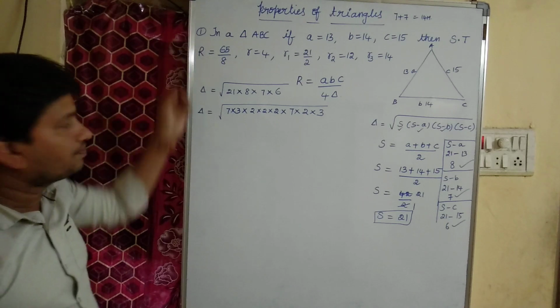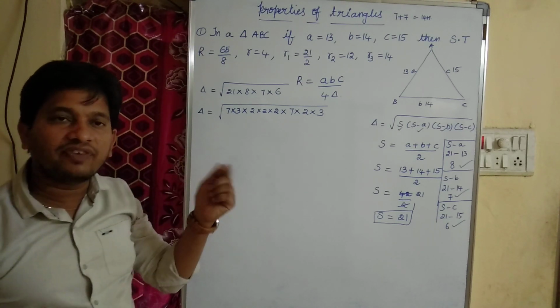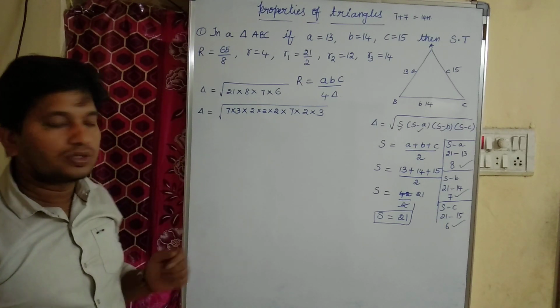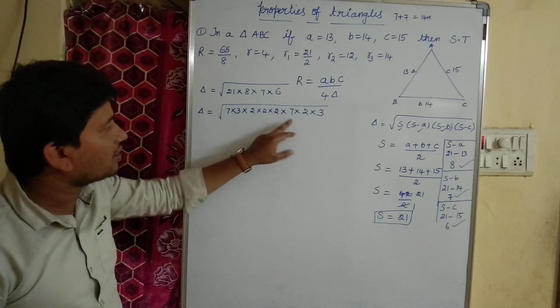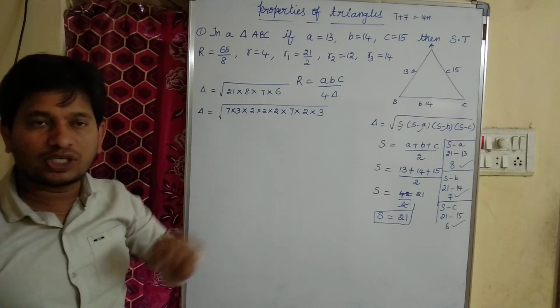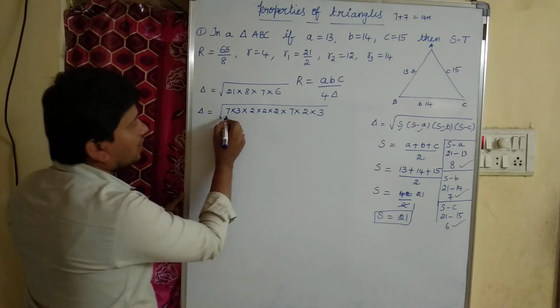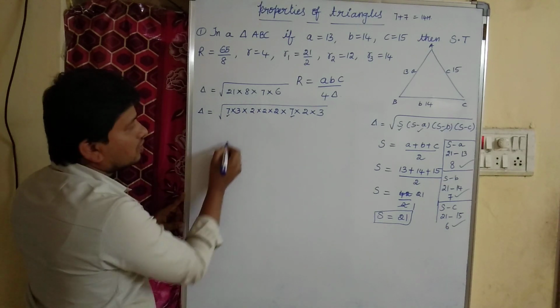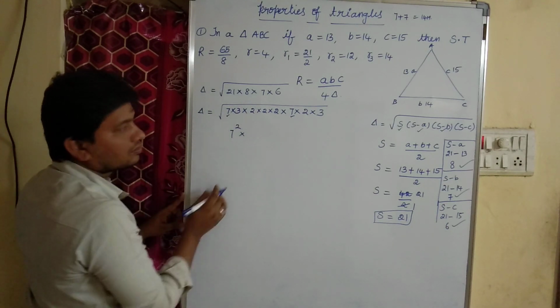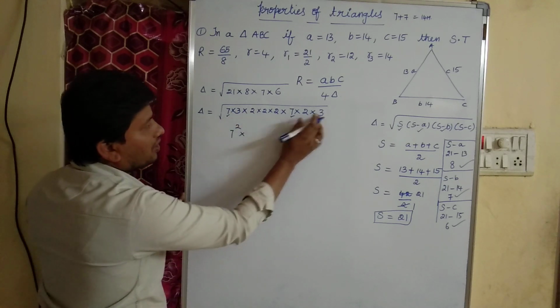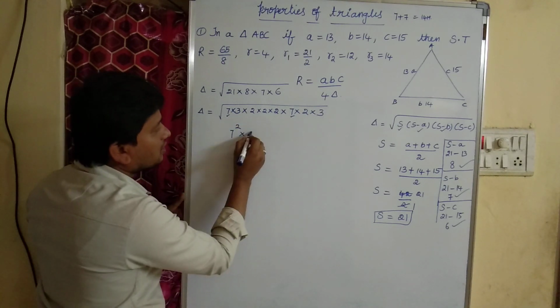See here, as we know, the square root cancels, so we have to look for numbers repeating two times. Here 7 appears two times, so I can write it as 7 square. Here 3 is repeating 2 times, 3 square.